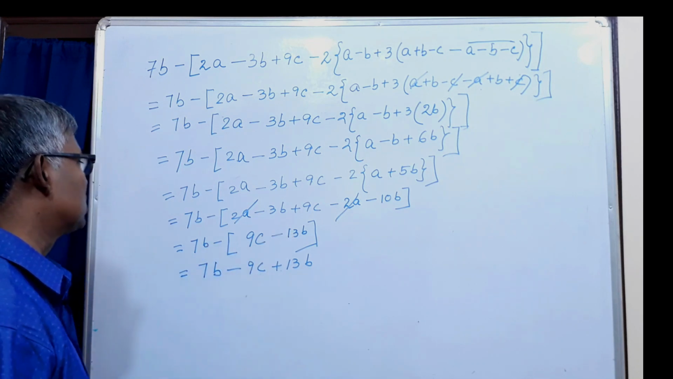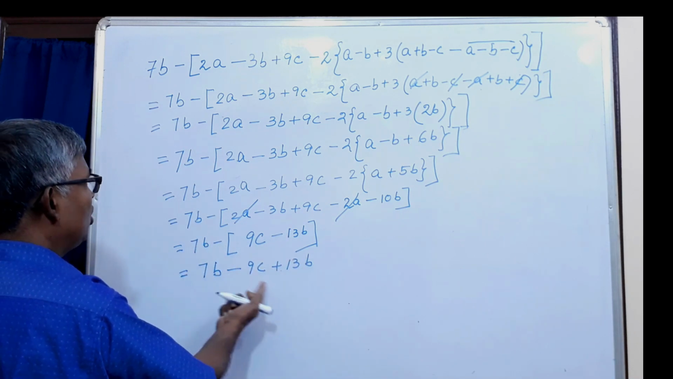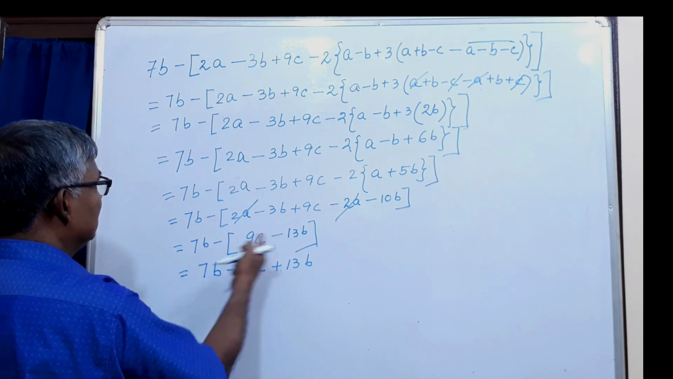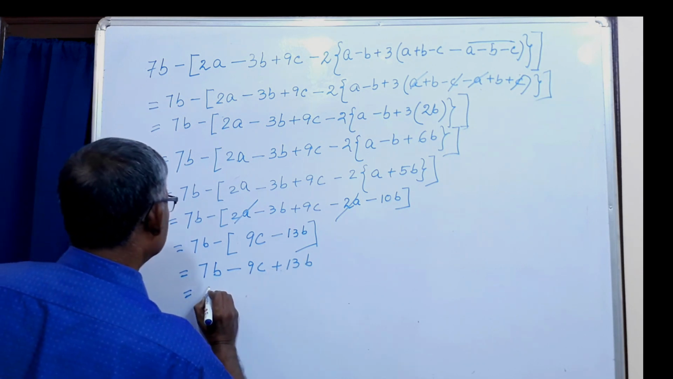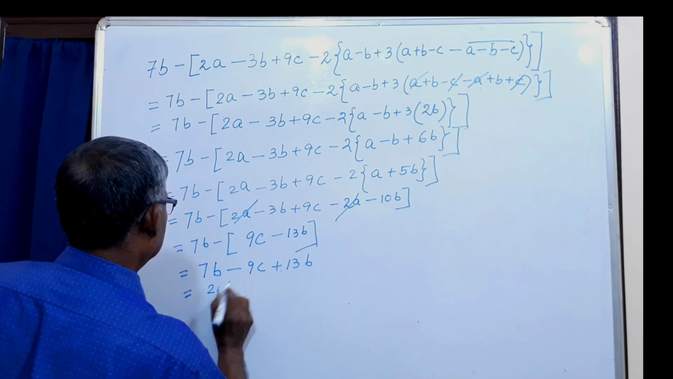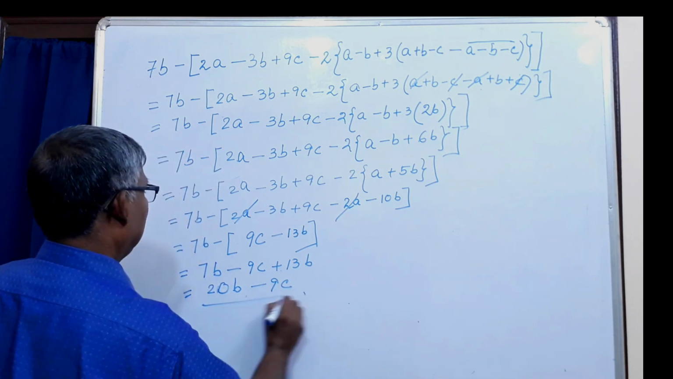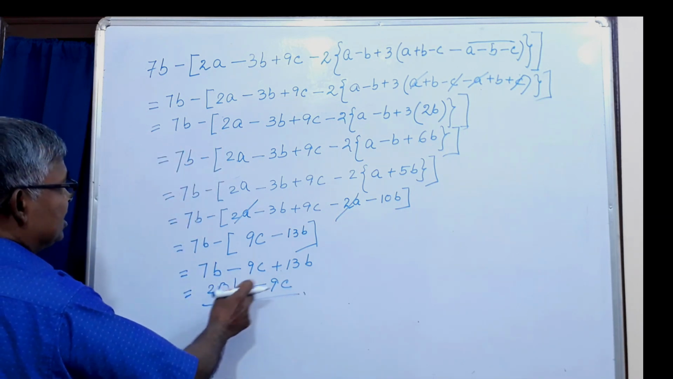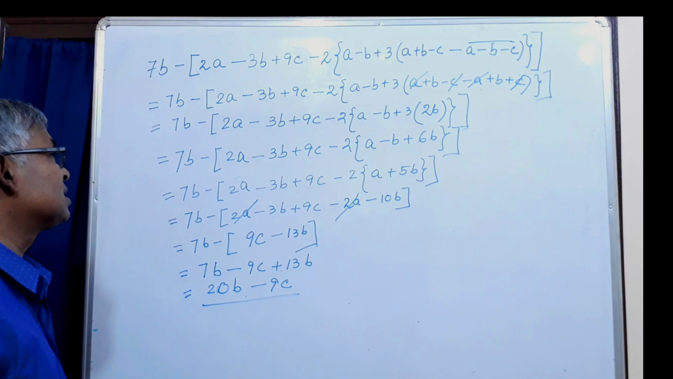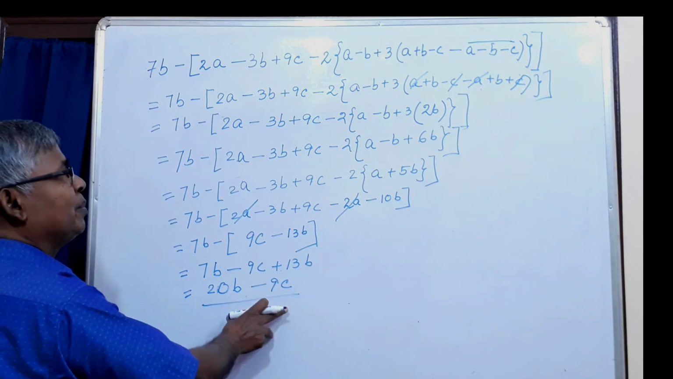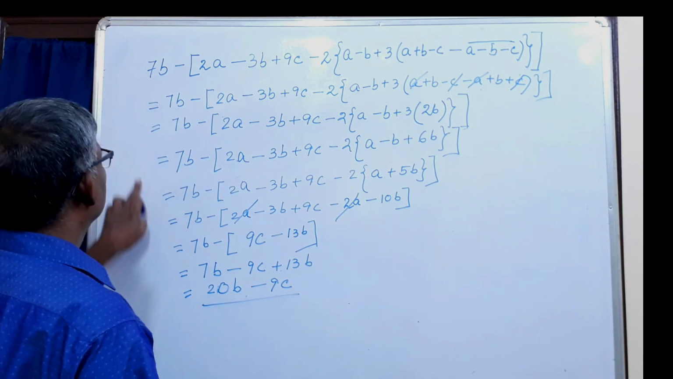Otherwise we may think also, the total expression is multiplied by minus 1. So what would be the result? Minus 9c plus 13b. And here you see 7b and 13b, that is 20b. 20b minus 9c, and b and c are different variables, so no more addition or subtraction to be made.